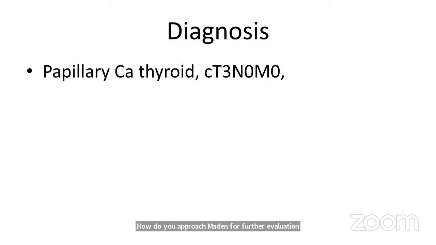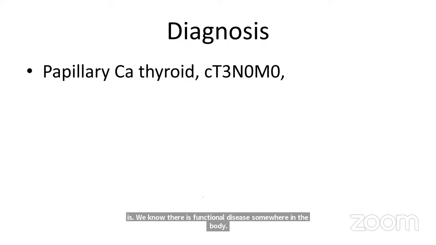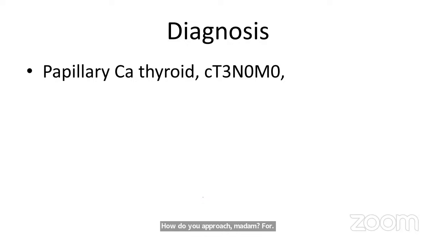We know there is functional disease somewhere in the body. How do you approach madam for a subsequent evaluation? There's no disease in the neck. Absolutely no disease in the neck. It's a biochemical non-responder, sir. So we'll repeat TG in 3 months time again, sir. And if it is still high, sir, or it's increasing, sir, then we'll say that it's thyroglobulin elevated.